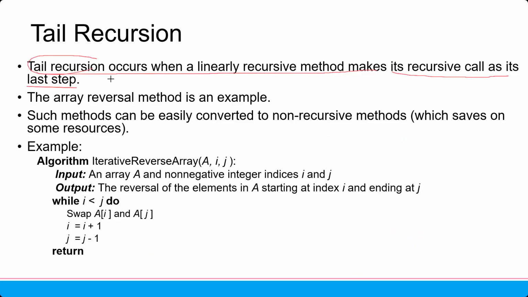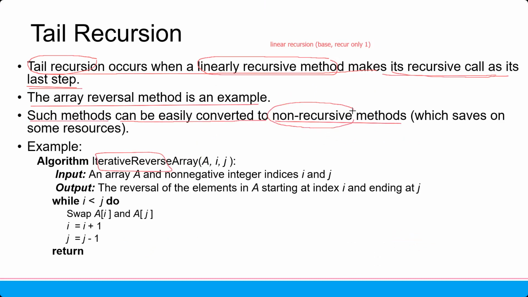Tail recursion occurs when a linearly recursive method makes its recursive call as its last step. So tail recursion is the linear recursion. Linear recursion means we have a base case and we make the recursive call only once, and it will do the recursive call until the last step. The array reverse method is an example. If you still remember, the iterative reverse array is an example of the tail recursion. Such a method can be easily converted to a non-recursive method.